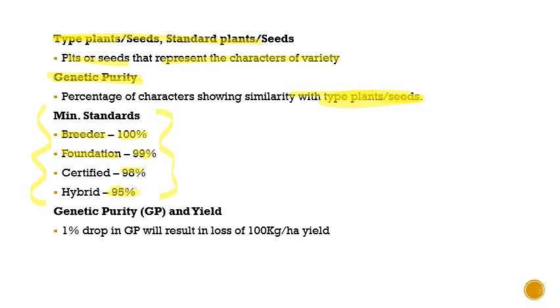genetic purity. And there is an obvious relation between genetic purity and our yield component. It says that a 1% drop in genetic purity will result in a loss of 100 kg per hectare of yield. That is how much importance genetic purity has in crop cultivation.